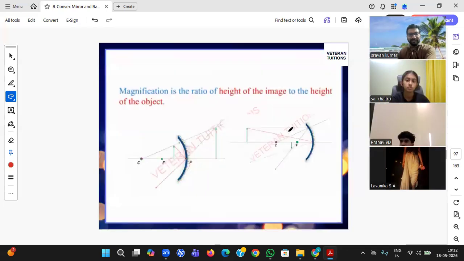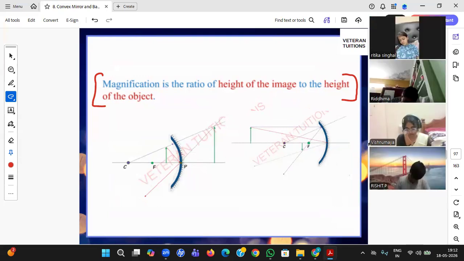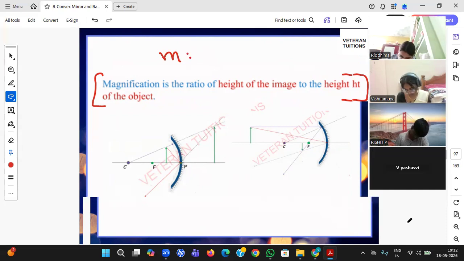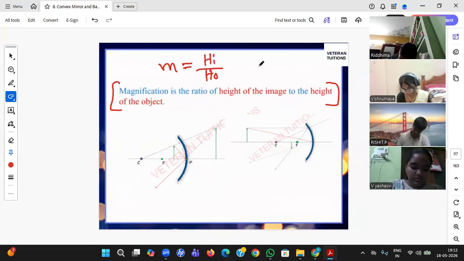Okay. Next is the magnification formula. Please write, students: magnification is the ratio of the height of the image to the height of the object. It is represented by m equal to h i by h naught. Either big H or small h you can use. Height of image by height of object.